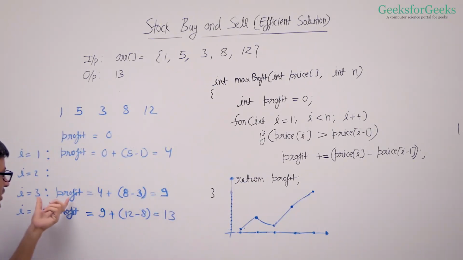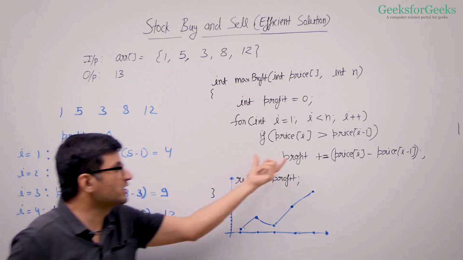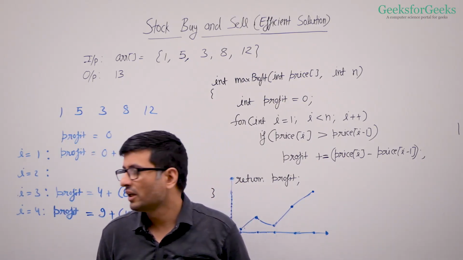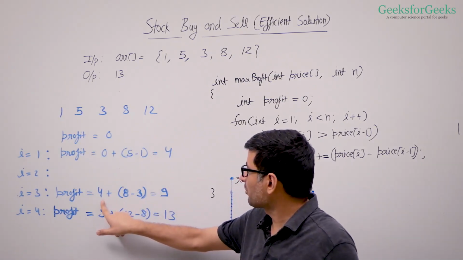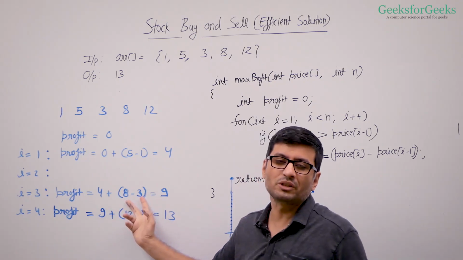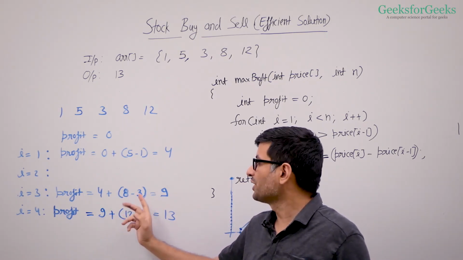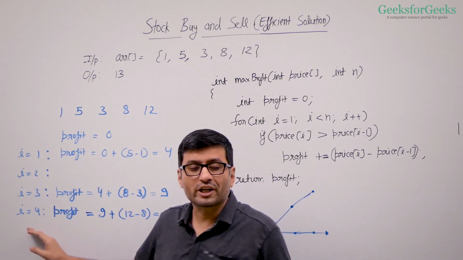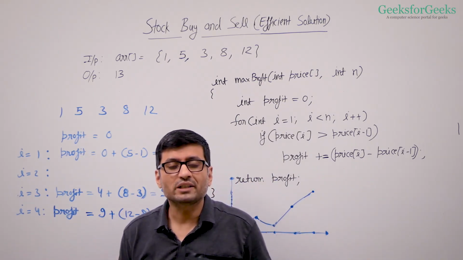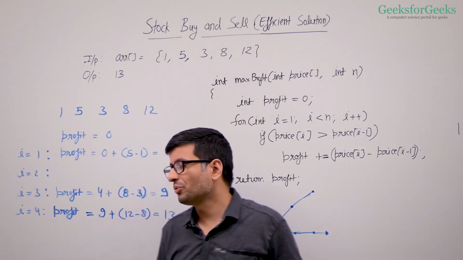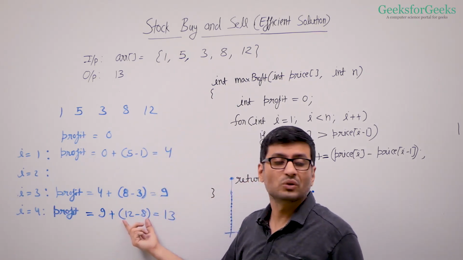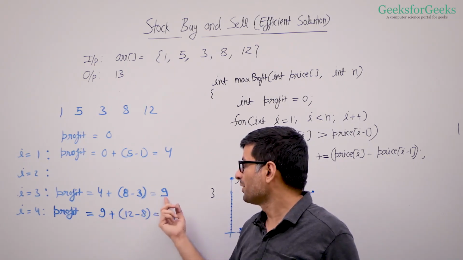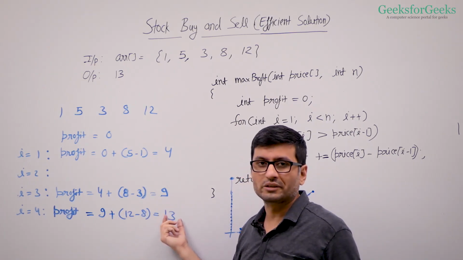Now when i is 3, we again go inside this if condition because price of 3 is greater than price of 2. And we consider the current profit and add the difference between 3 and 2 indexes. So we get 8 minus 3, we get 9. For i equal to 4 again, we have price of i greater than price of i minus 1. So we add the difference between 4 and 3, which is 12 minus 8. So we add this to previous profit value 9 and we get 13.